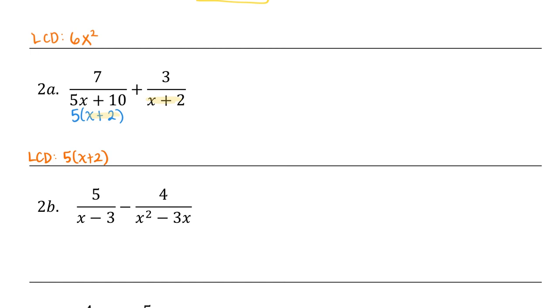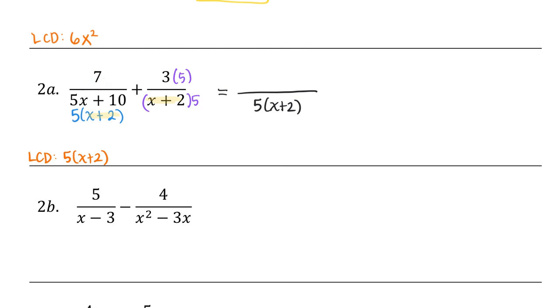Now this fraction already has 5 and x plus 2 at the bottom. This fraction has the x plus 2 at the bottom, but it doesn't have the 5, so I'm going to multiply by 5. If I multiply the denominator by 5, I multiply the numerator by 5. Now my new fraction has a common denominator. It's 5 times x plus 2, and it's better to leave it in factored form in case something simplifies later.